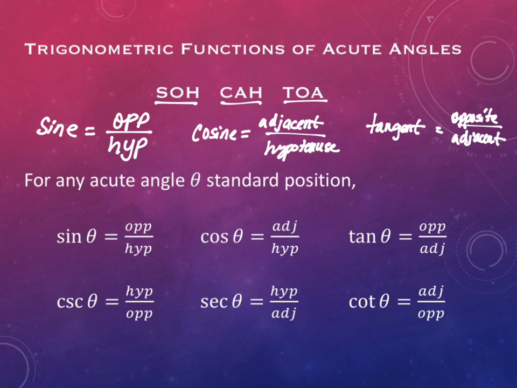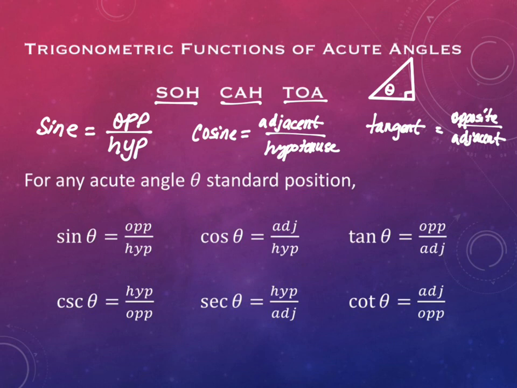Now, the triangle, maybe I should have drawn that in to start with, and I didn't, but that's okay. We'll get it in there now. The triangle itself would look something like this. We're going to have a right angle. SOHCAHTOA is for right triangles only. It doesn't work for all triangles. And we would have some angle, so this would be theta.